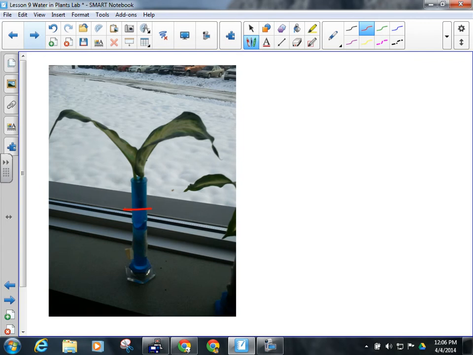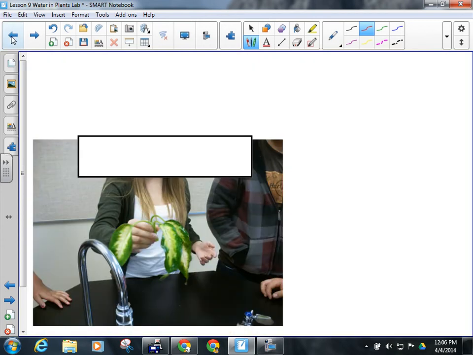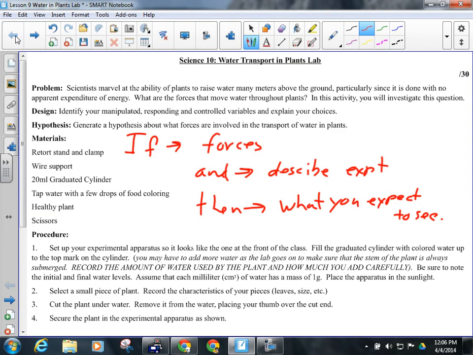Everybody good with that? So again, the key thing here is that you cut the plant underwater, like that terrible picture shows. You can see here she's got 3 leaves on the plant that she used. Right, 2 will be lots for us. Pretty straightforward.